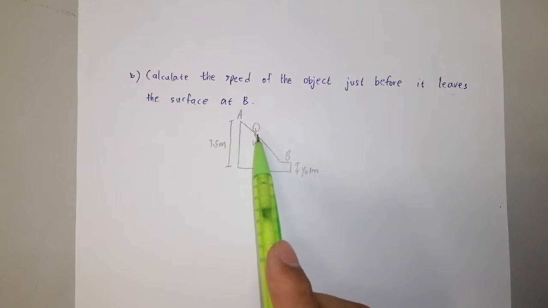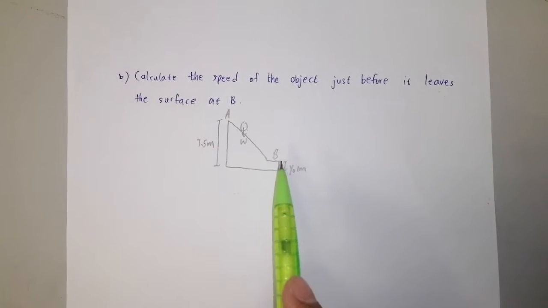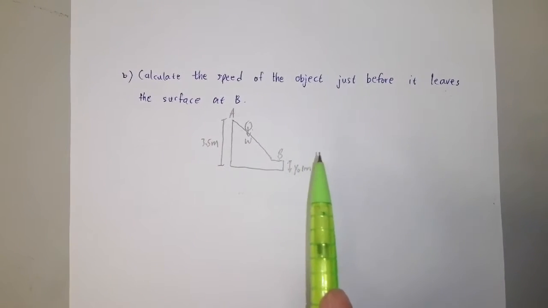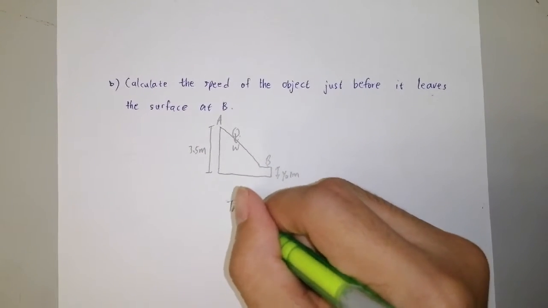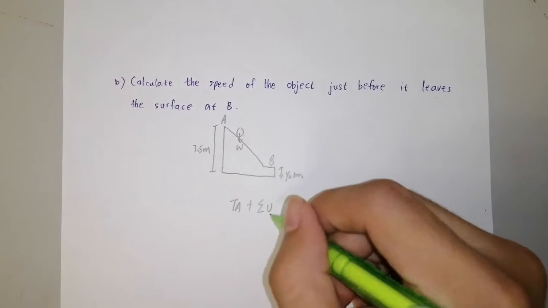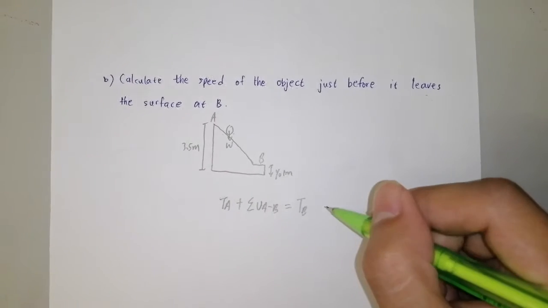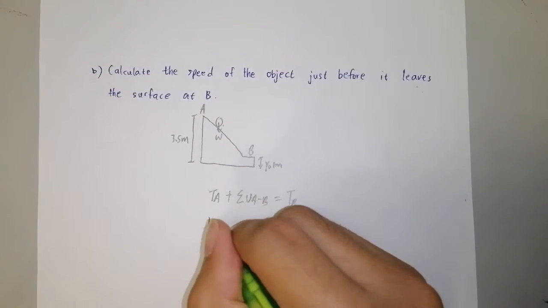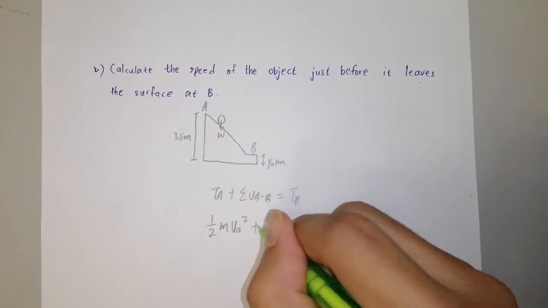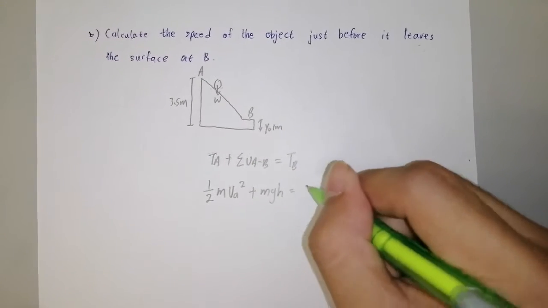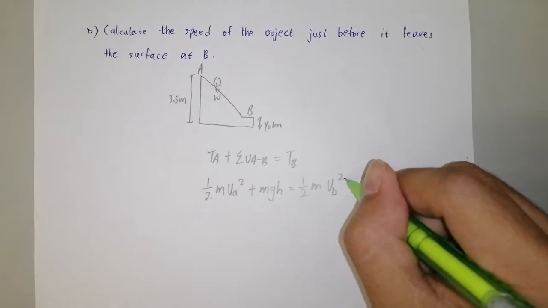That means we need to calculate the speed of the ball from point A travelling to point B. By using the principle of work and energy, we can use the formula TA plus the summation of U A to B equal to TB. Then the equation can be rewritten as 1/2 times mass times velocity A squared plus mgh equal to 1/2 times mass times velocity B squared.